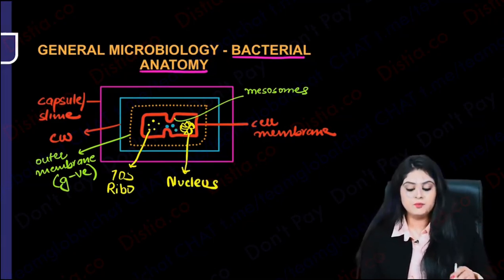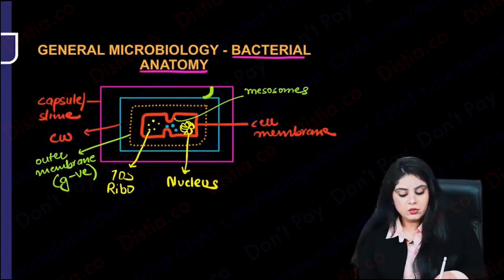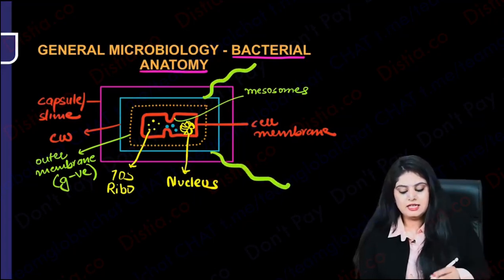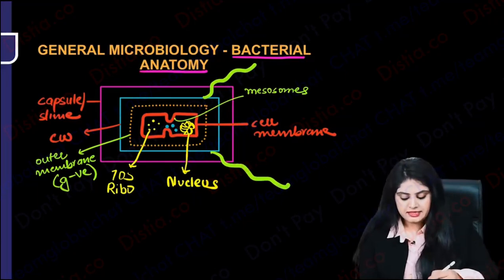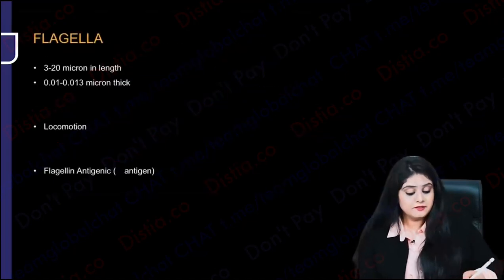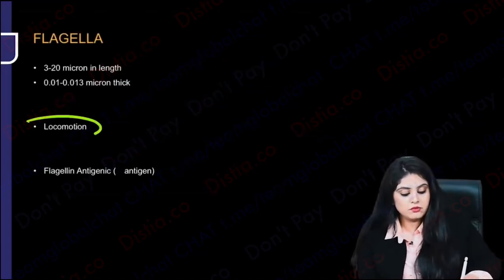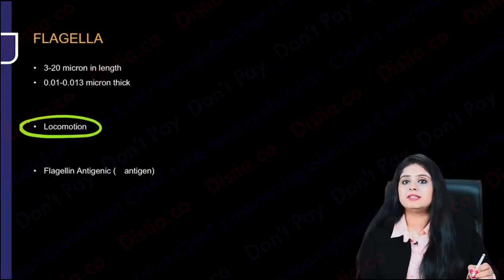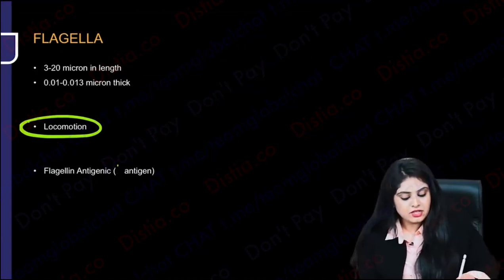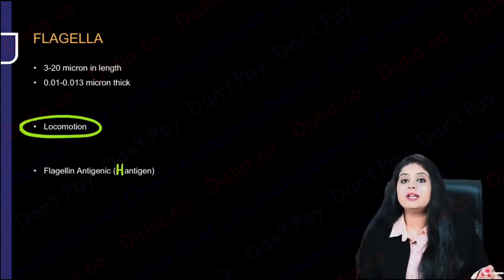Now it is time for you to tell us, is there any locomotion happening? Is there any flagella coming out? Yes, that's the next topic that we study. What is a flagella? The first thing I told you, flagella was for locomotion, for movement, but that's not the only thing. That flagella also has an antigen called H antigen.